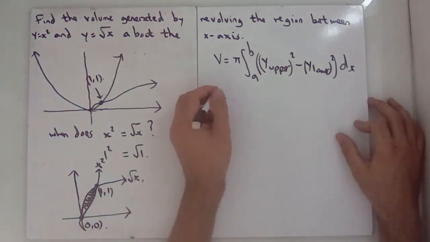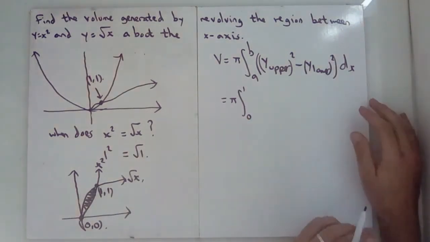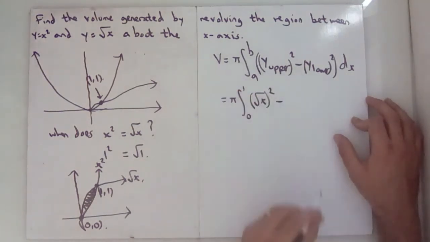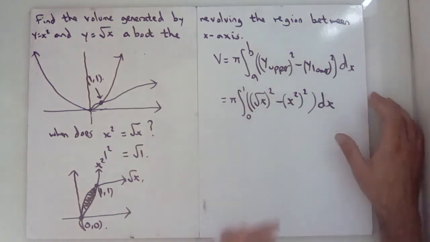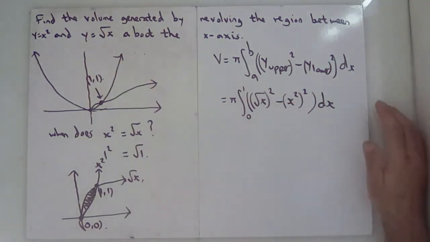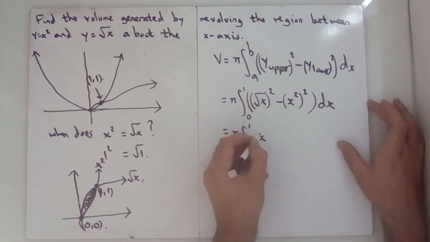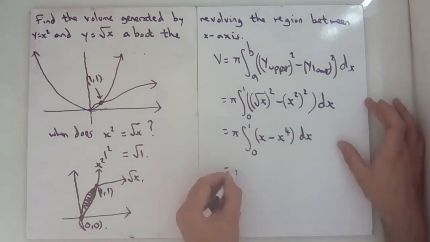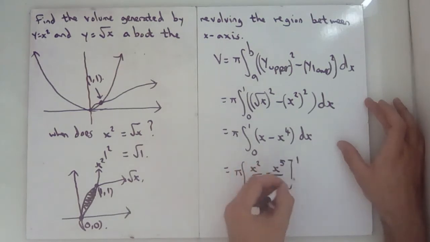So we can now substitute some stuff in. It's pi times the integral from 0 to 1. Again, hopefully 0 is going to help us with our calculations. So it's going to be root x squared, that's our y upper, minus x squared dx. So actually, after all of this, it's going to turn into a very friendly integral. So it equals pi times the integral from 0 to 1 of x minus x to the power 4 dx, which equals pi times the integral of x squared over 2 minus x to the 5 over 5, and we need to evaluate that at 1 and 0.